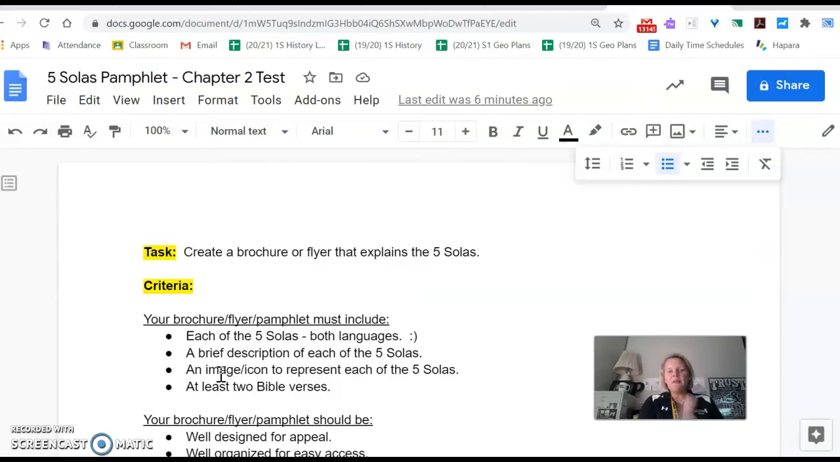And then throughout the pamphlet, at least 2 Bible verses to give biblical foundation to the 5 solas. You could put a Bible verse for each of the 5 solas, but I won't require that of you. But in at least 2 of them in your description, include 2 Bible verses.